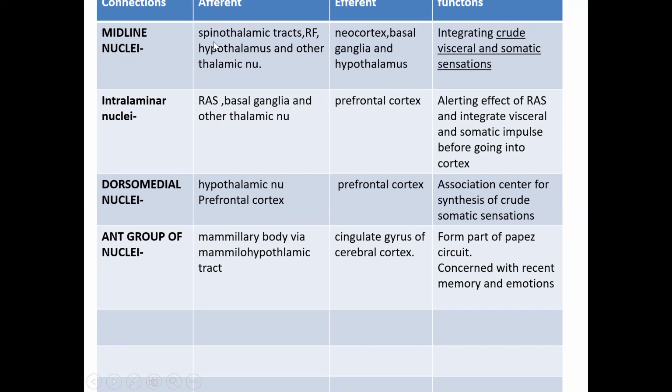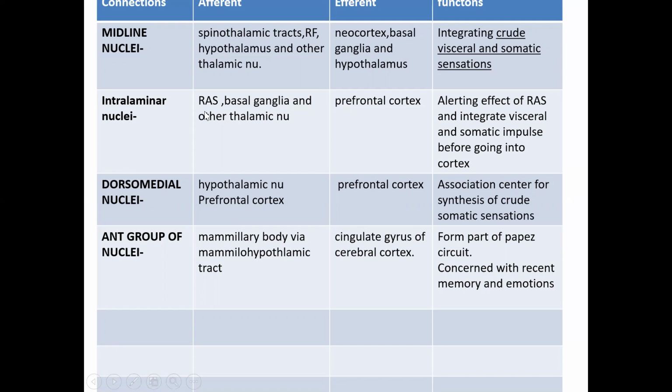In the midline group of nuclei, the afferent is from the spinothalamic tracts, that means the tracts arising from the spinal cord. Also the reticular group of nuclei, reticular formation, hypothalamus, and other thalamic nuclei. That is the afferent for the midline. Efferent goes to the neocortex, basal ganglia, and hypothalamus. And what is the function? It is integrating the crude visceral and somatic sensation. This is the function of the midline group of nuclei.